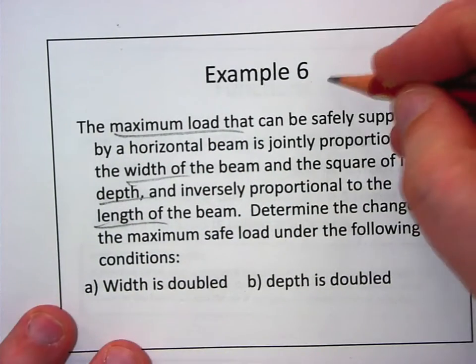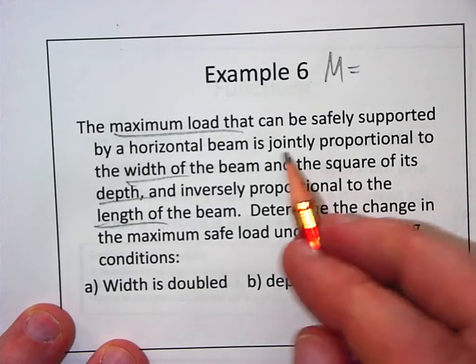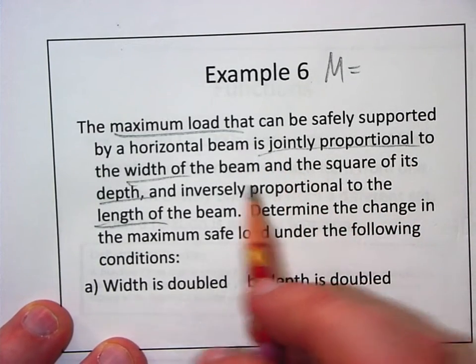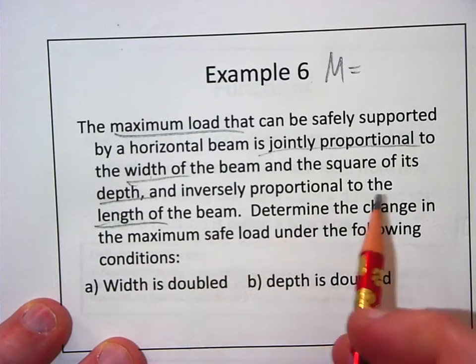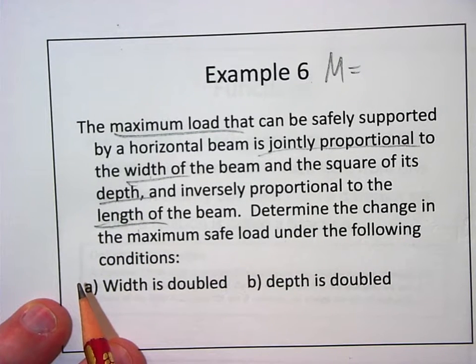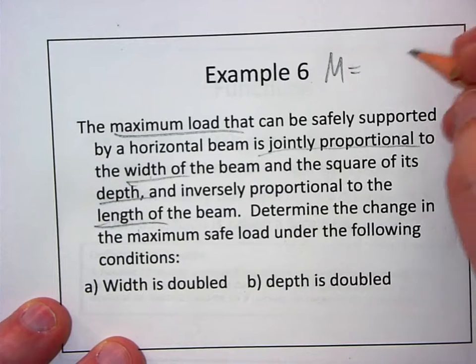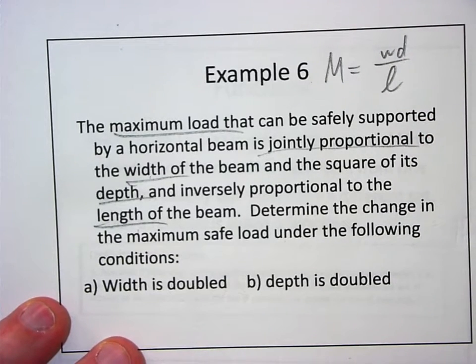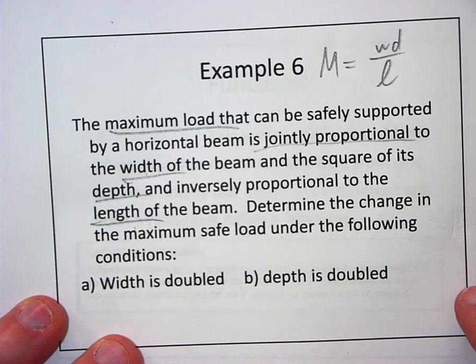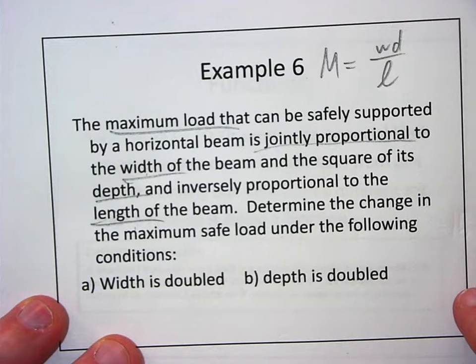Okay, so the max load is equal to, well, it says jointly proportional to the width and the depth, but inversely proportional to the length. So W times D over L. Anything I'm missing there? Probably the squared and the K. Where's the squared at? Outside on the whole fraction? Maybe, probably not.